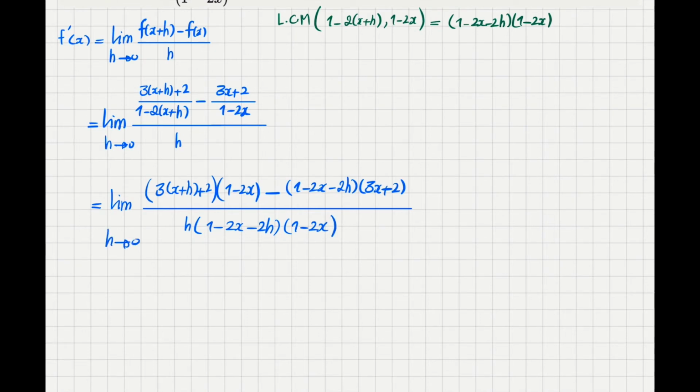To calculate this limit, I have to open the numerator and try to simplify as much as possible. But to save some time, let me multiply this here, so it becomes 3x plus 3h, and then I have a 2. Okay? So for the first term, I would write this limit. I will have this long fraction. In the denominator, I do not touch it, so it is the same.